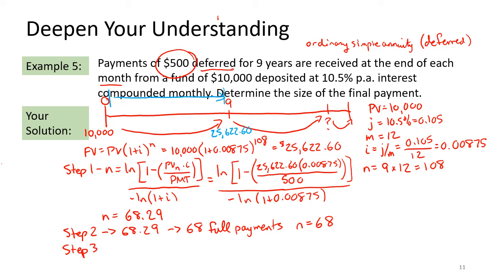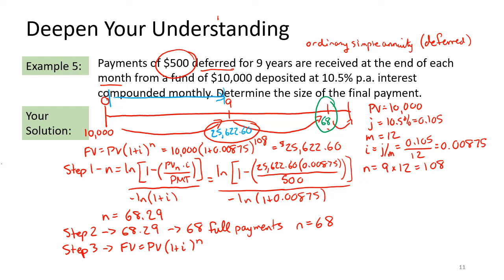So if we move to our third step, now we have to translate this amount of money, the $25,622.60, 68 periods into the future. In order to do that, we use the simple future value formula. So the future value is equal to the present value times 1 plus the periodic interest rate to the exponent n. Again, because we're just taking this principal that we have today and translating it all the way to this period in time, which is actually 68 payment periods into the future.